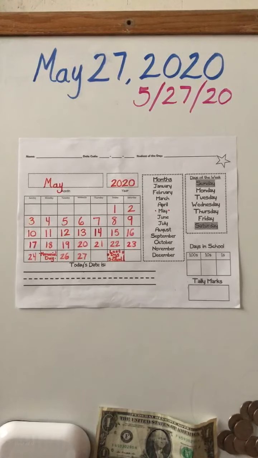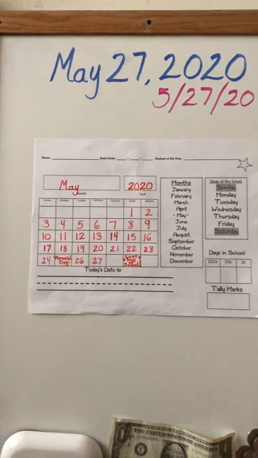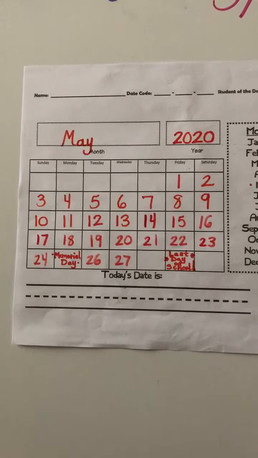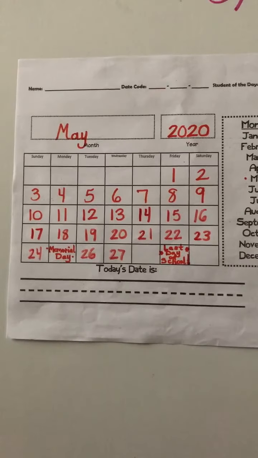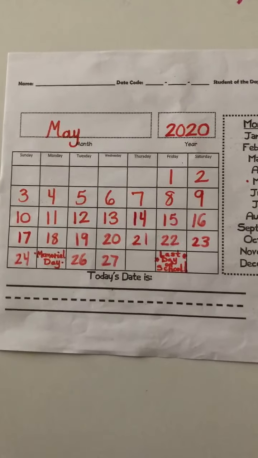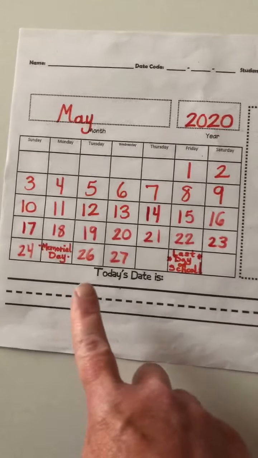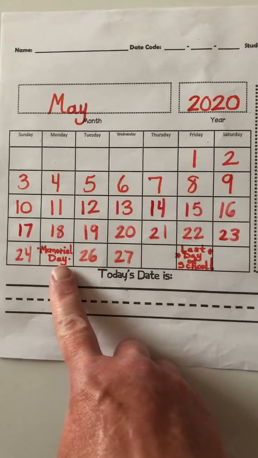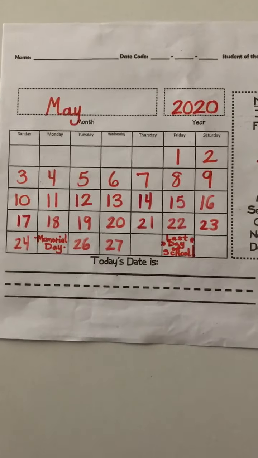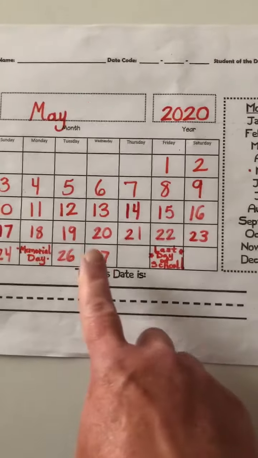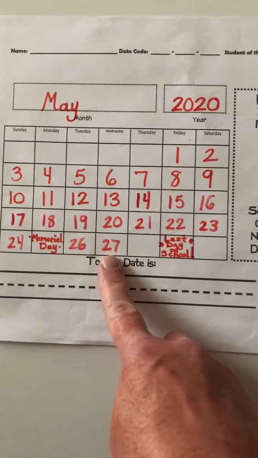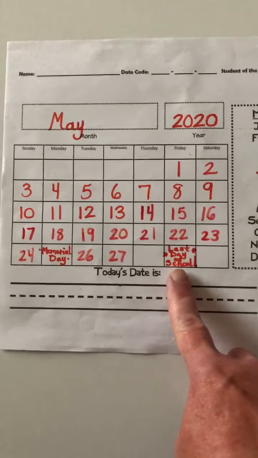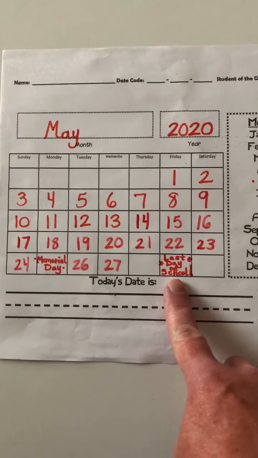We haven't looked at our calendar in a little while. Look at that. It's almost full, isn't it? You know what that means. It means we're almost to the end of the month, aren't we? So here was Memorial Day on Monday. That was your day off to remember people who have given their lives for our country. And then today is Wednesday, the 27th. And then in 2 more days, on Friday, it is the 29th, our last day of school.